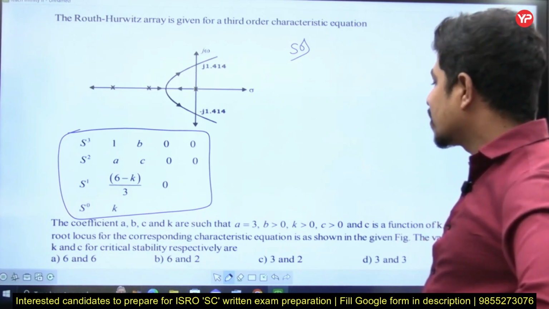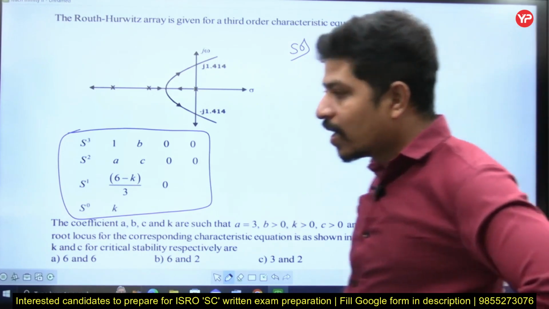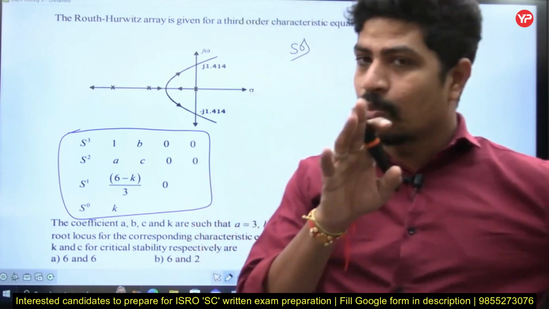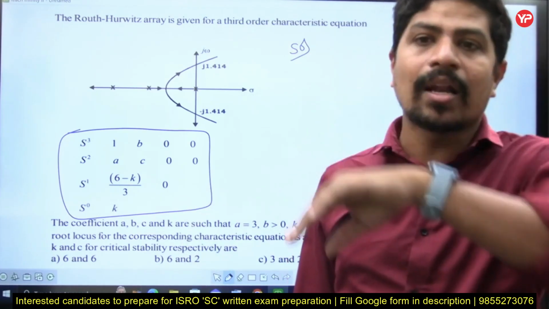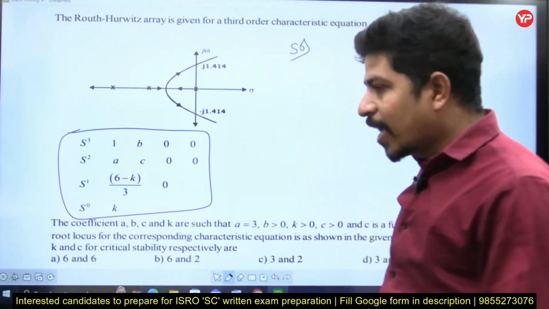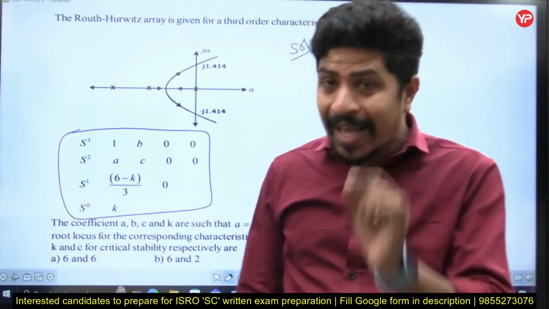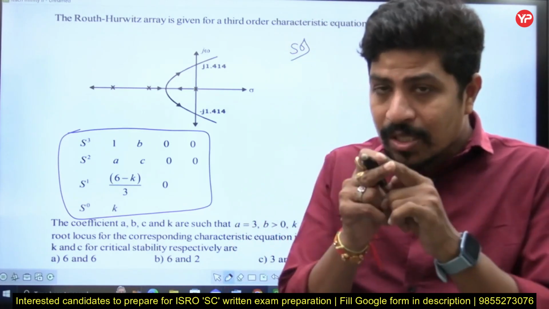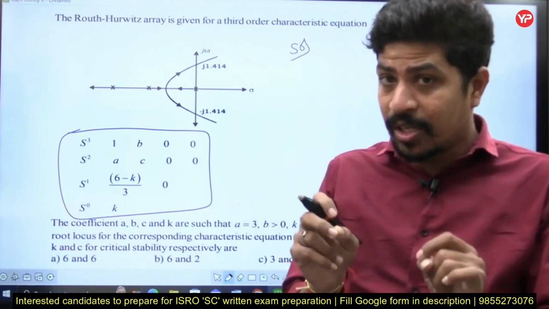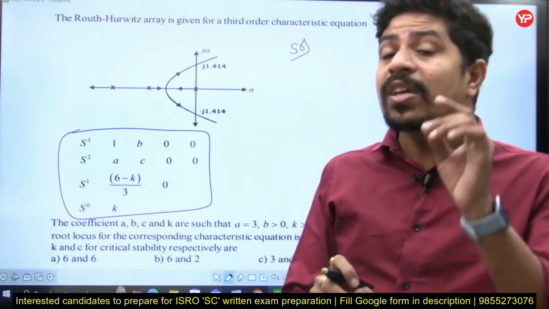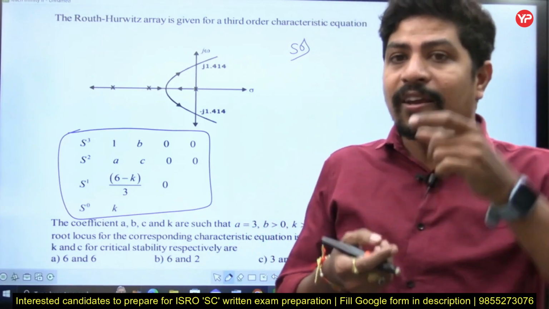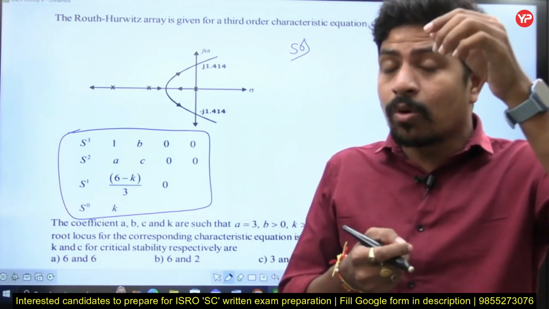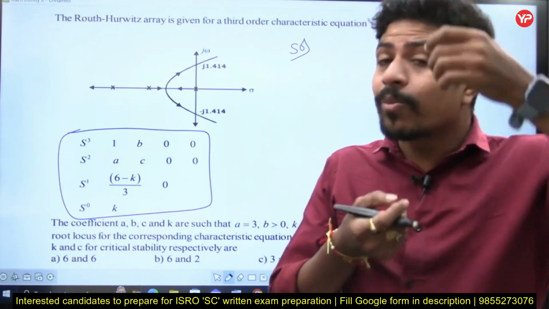The value of K and C for critical stability. Critically stable system or marginally stable system, both are same. I told you in the class. Now, if a system is marginally stable, then the S power 1 row must be equal to 0 in the RH tabulation, because if a system is marginally stable, it is going to have poles on the imaginary axis. If poles are there on the imaginary axis, those poles are said to be symmetric poles. How many poles? 2 poles.